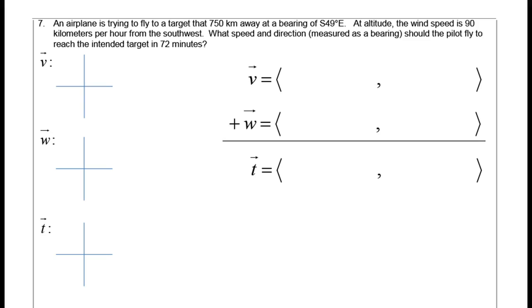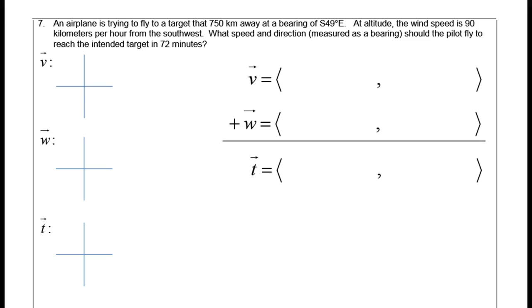In question 7, we have an airplane that is trying to fly to a target that is 750 kilometers away at a bearing of south 49 degrees east. At altitude, the wind speed is 90 kilometers per hour from the southwest. What speed and direction measured as a bearing should the pilot fly to reach the intended target in 72 minutes?